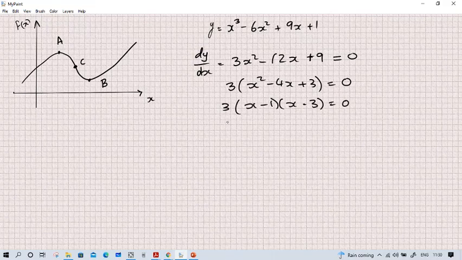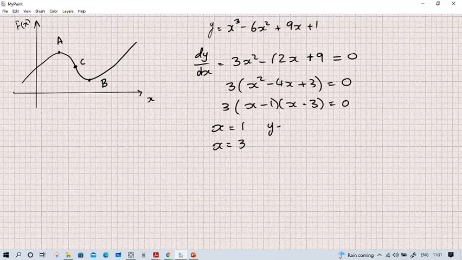So we get two values of x. x could be equal to 1 and x could be equal to 3. One of these is the x-coordinate of the maximum and one is the x-coordinate of the minimum point. Now we want to find the coordinates, so we'll just take the x value of each of these points and sub it back into the curve to find the value of y.